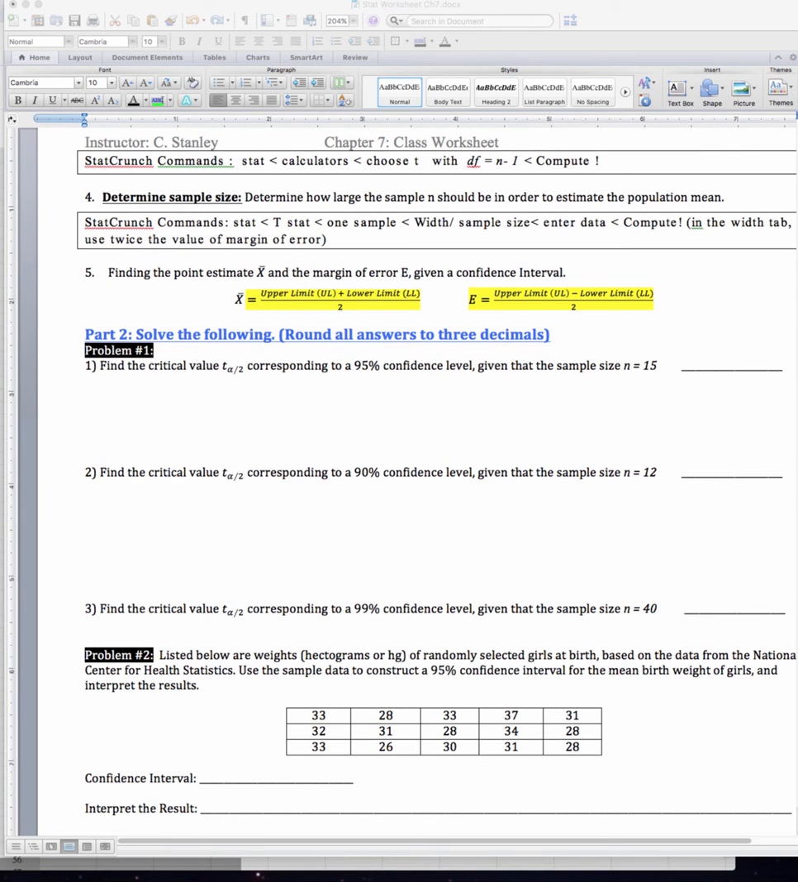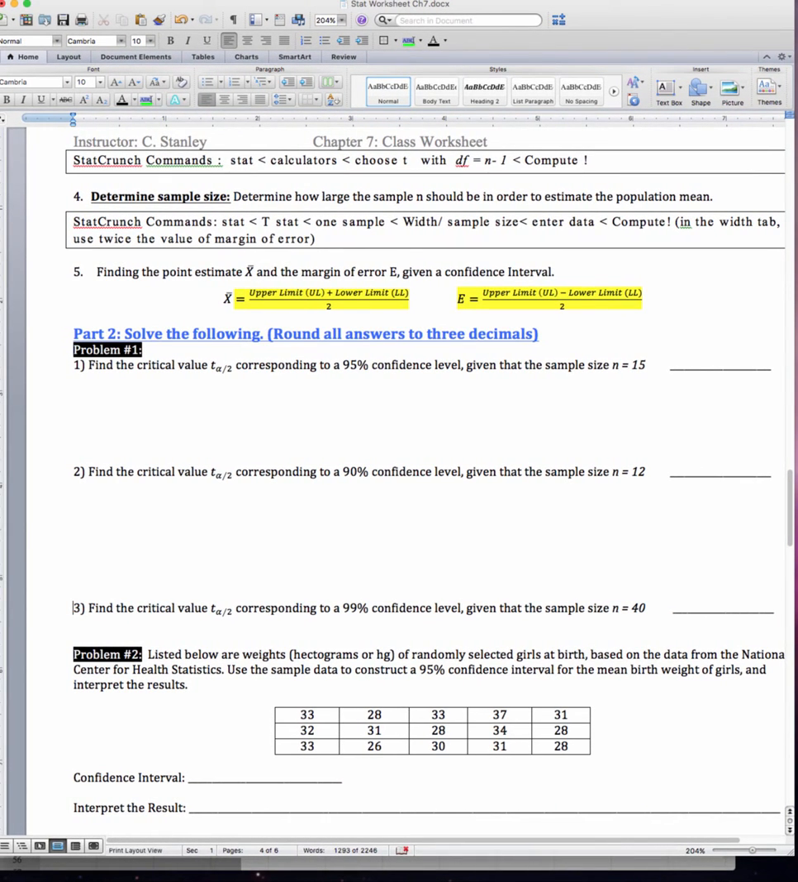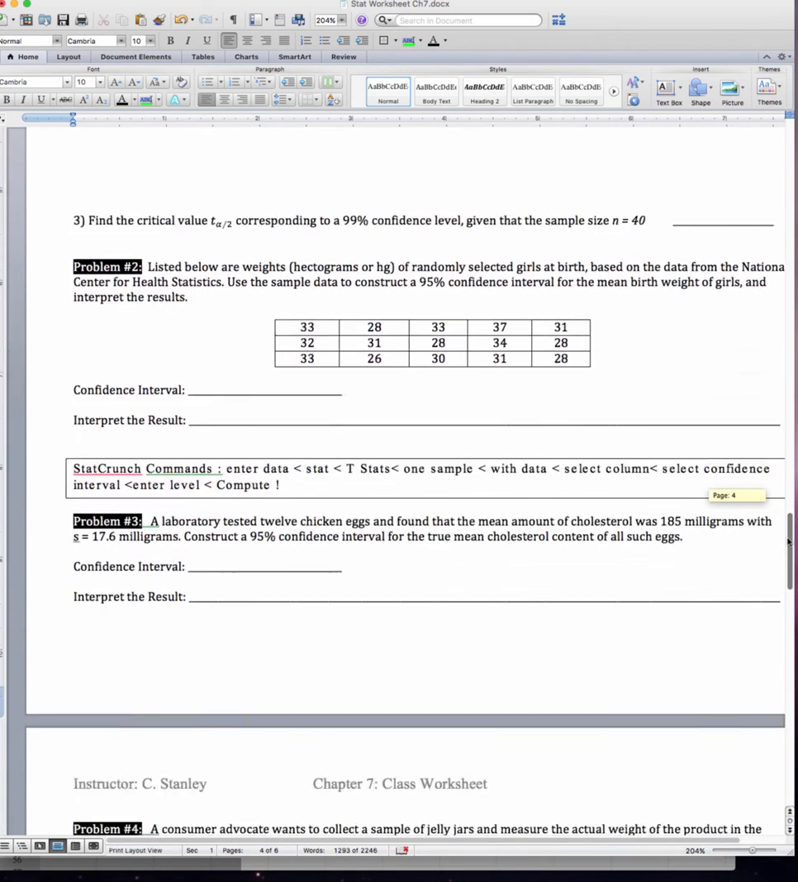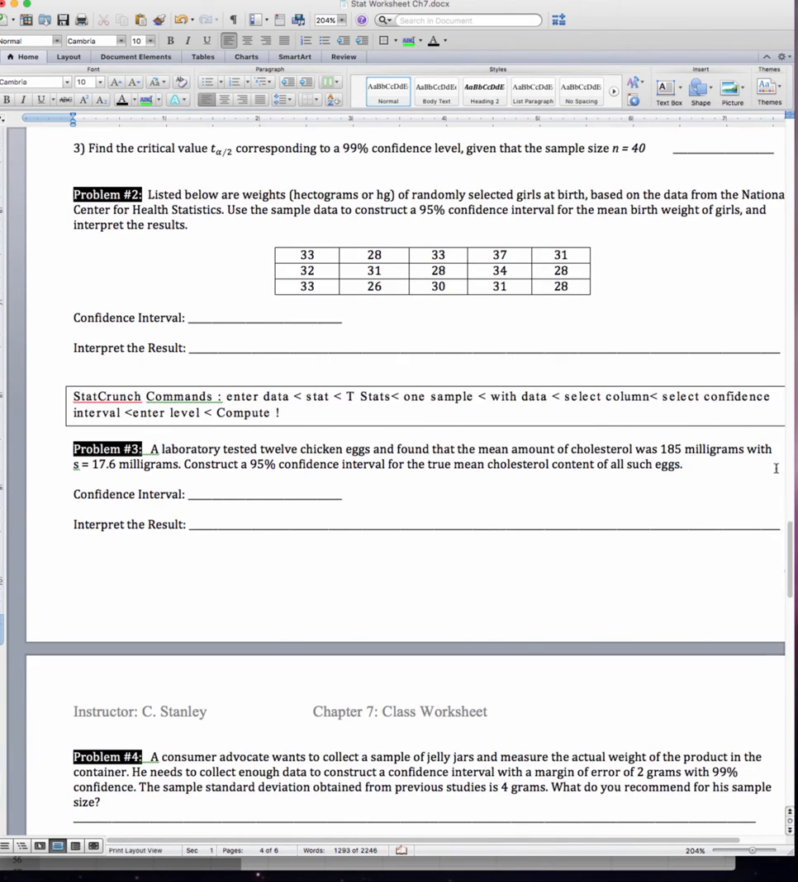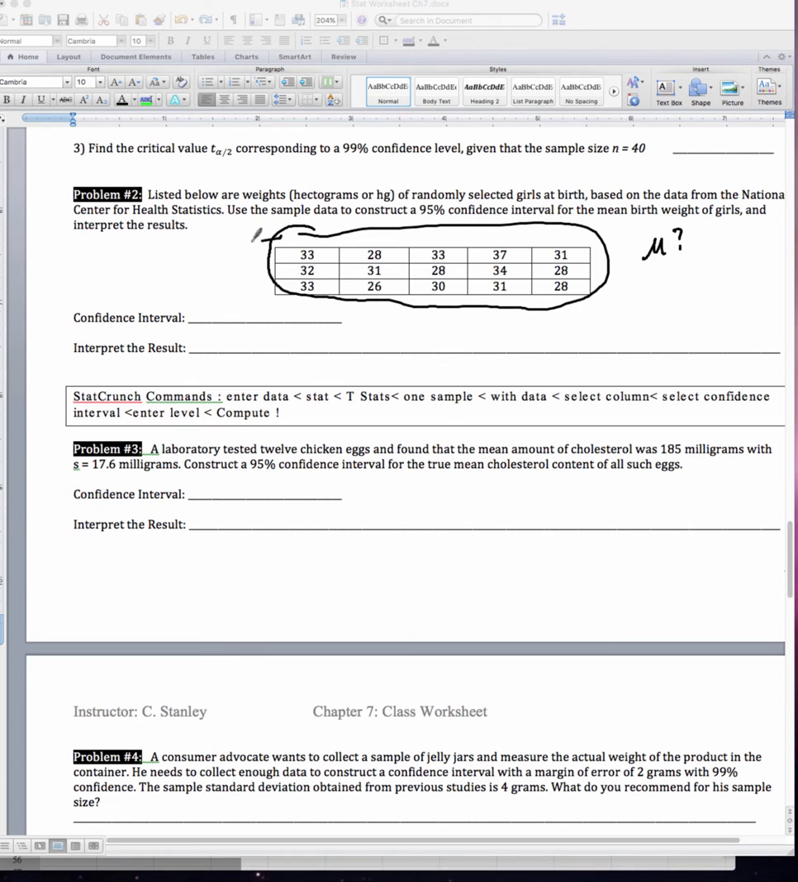Now let's go ahead and find an interval here. Okay, listed below are the weights of randomly selected girls at birth. Use the sample data to construct a 95% confidence interval for the mean birth weight of girls. So we're trying to figure out, hey, what's mu? Now the average of these is called X bar. The average of all girls is mu. So we're trying to use these 15 babies' weights to try to estimate this mu.